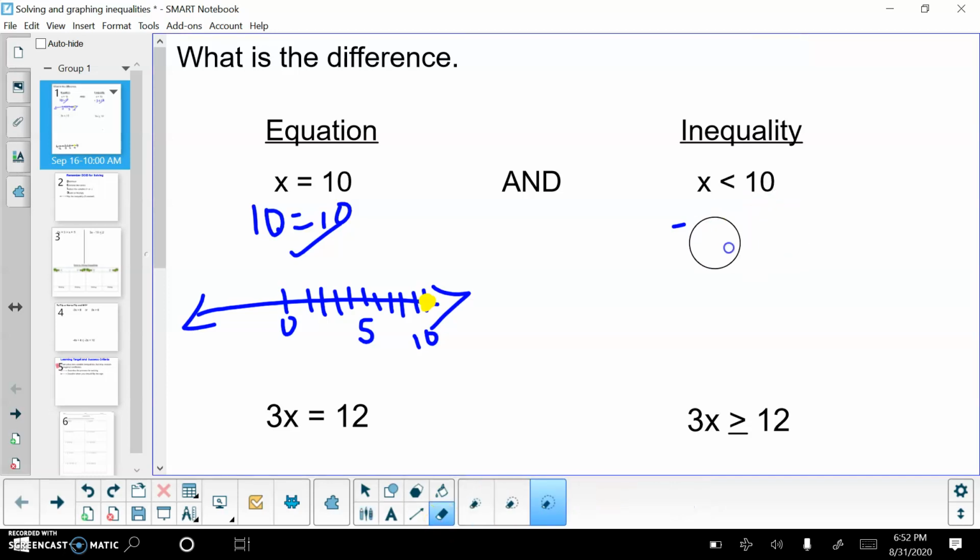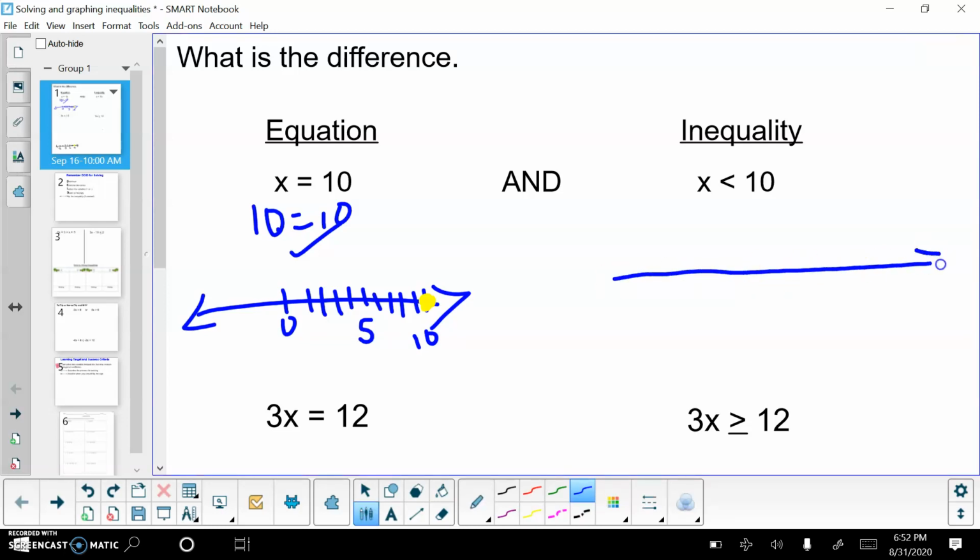But because there are so many that work, anything literally less than 10, this also includes numbers with decimals like 9.5, 8.2, 7.336. Any of those are less than 10. Because there are so many, there's not one number that works, not one number that makes it true, but a whole bunch of numbers.